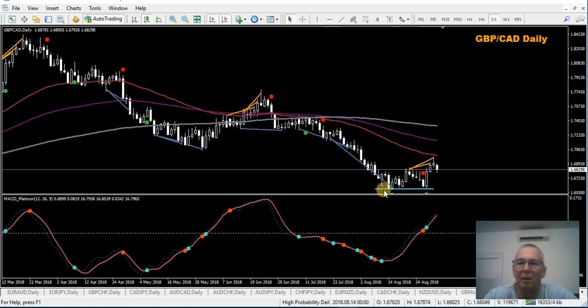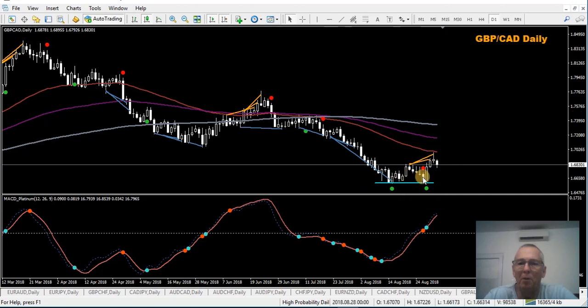Pound CAD, there was a double bottom here, and I did look at it, but I sort of put it off. I had bearish JAGfx RD, we're close to the MA, so I didn't take it. I'm not going to take it now, but I like these little double bottoms. When you see that, it's pretty good.